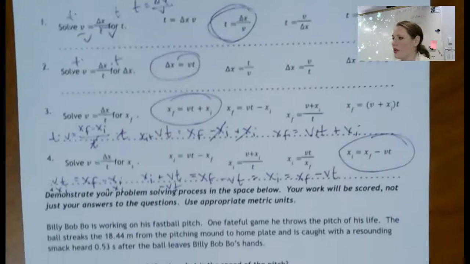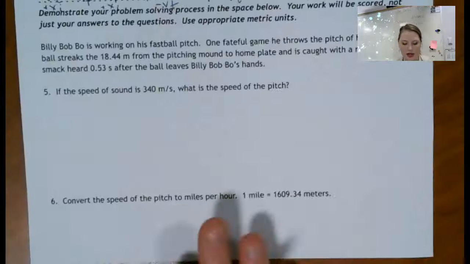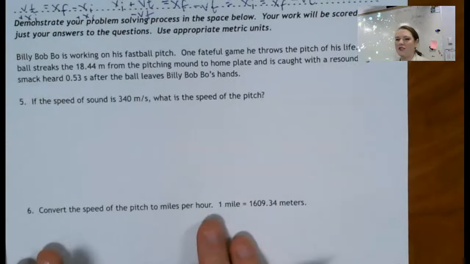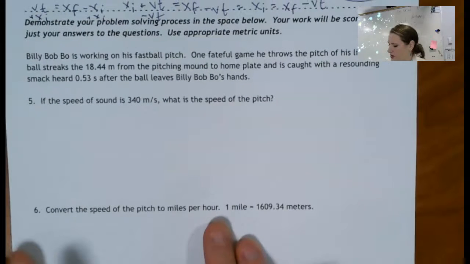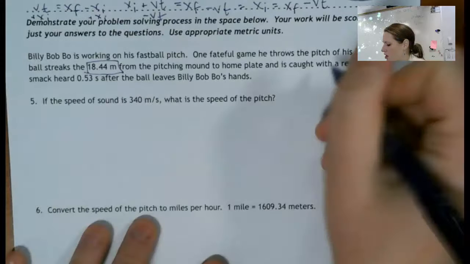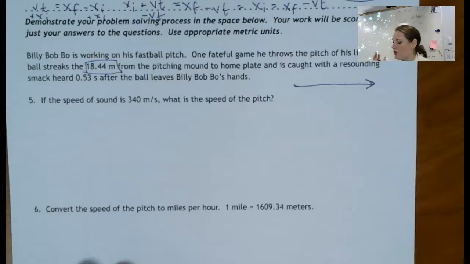Okay, so next we've got a story problem here. This is a great problem. Billy Bob Bow is working on his fast pitch. One fateful game, he throws the pitch of his life. The ball streaks the 18.4 meters from the pitching mound to home plate and is caught with a resounding smack, heard 0.53 seconds after the ball leaves Billy Bob Bow's hands.